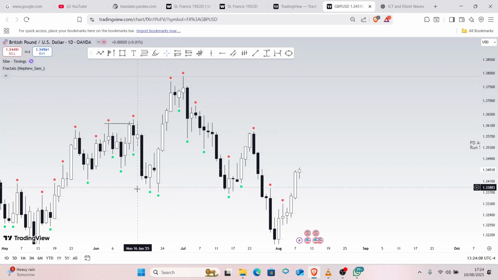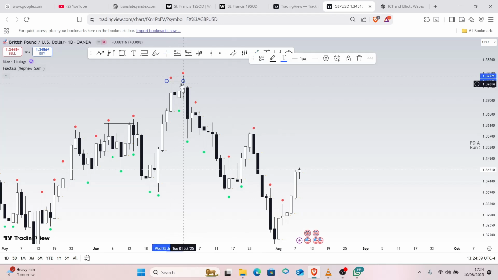Now let's see what again is happening right here. We raided these stops. And then we formed this swing low. One, two, three. So after we form this swing low, we are going to expect the market to reverse. So on this fourth day, what do we expect? Buys. And on the fifth day, what do we expect? More buys.